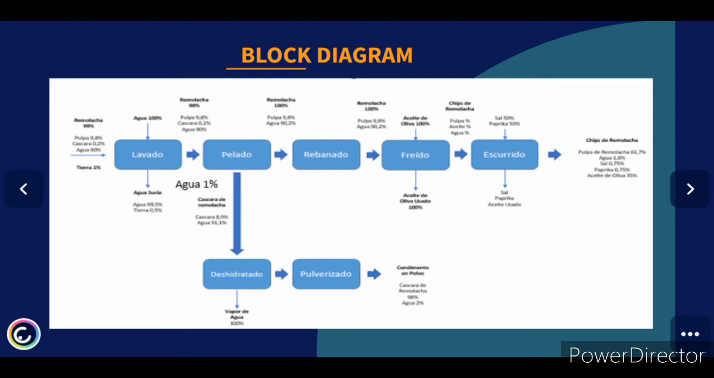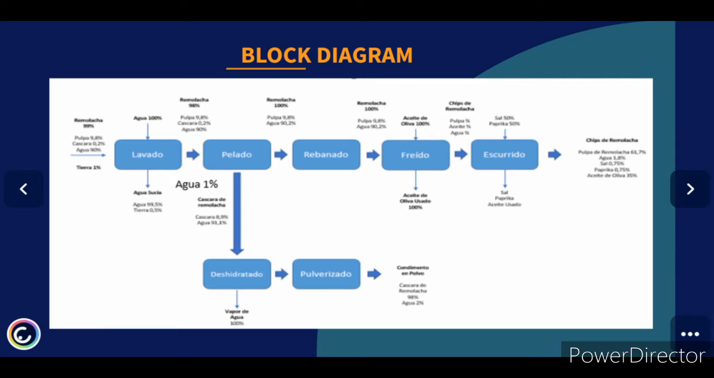We have a series of inputs and outputs that affect or apart the process to complement the final objective of the diagram for chips. In the block diagram, the waste extracted from the raw material is used to convert it into another type of product that presents some benefit and is sellable.